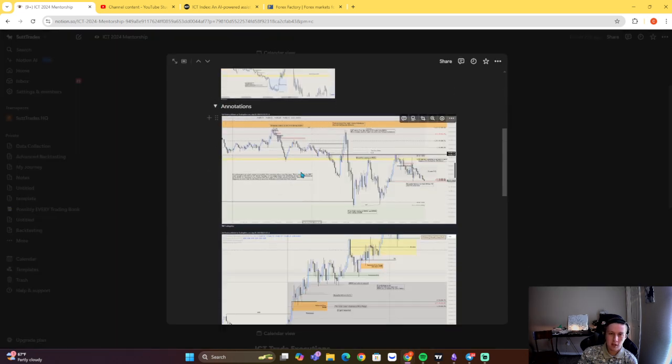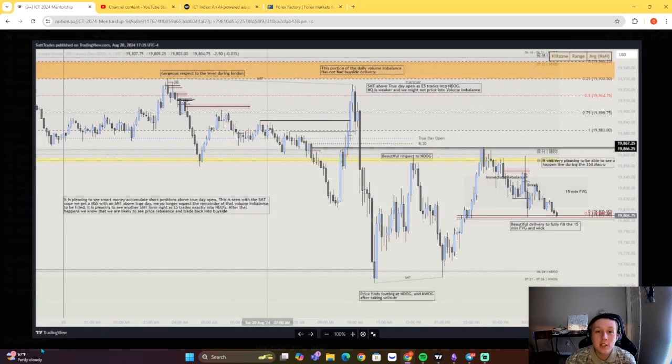Let's see if I have any other good annotations. I honestly don't remember too well. This is that AM. This is that 5 minute. Also, there was some nice London action that I was actually awake for when it happened, and we had very nice London that gets delivered to that 75% level of that new day volume imbalance right there. We deliver very beautifully to 75% of that.